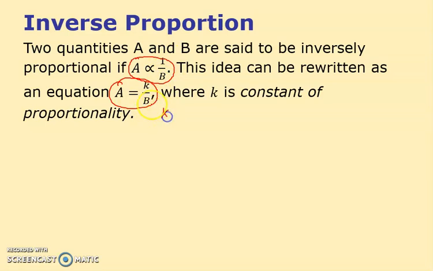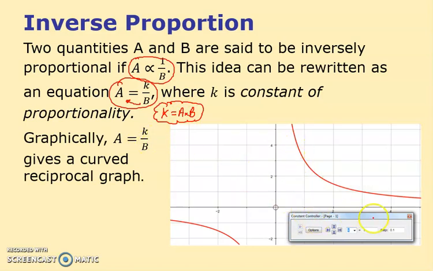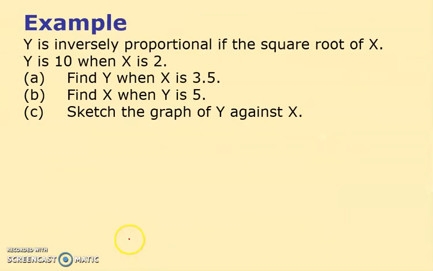Now this time you can quite easily see, if I move that over, K is equal to A times B. So you end up multiplying two things together to get the K. Graphically, this is the reciprocal graph again. And that's what I was saying. To find it, you find the product, you times one by the other. So let's do a question.